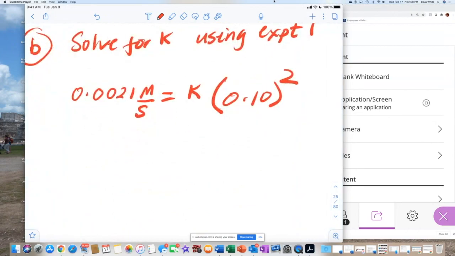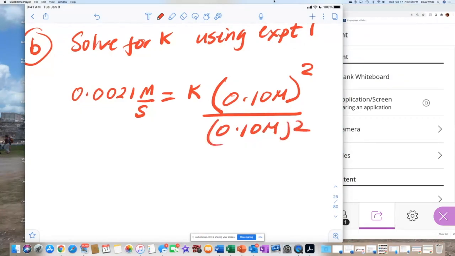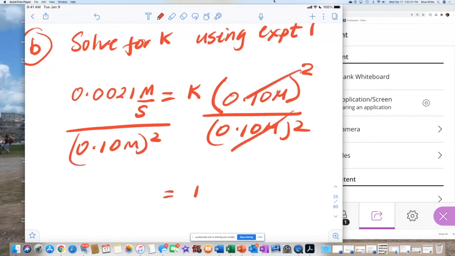Okay, where was I? I guess I could divide. Oh, I'm a hypocrite. I know I just said units matter and then I forgot it. Listen, I'm constantly judging myself anyway. Okay, because I'm like, where are the units? Divide by 0.10 molar squared. Okay, so this cancels out, so we're left with K.